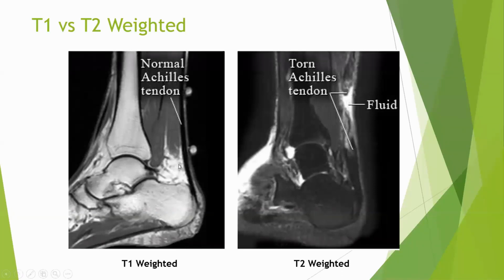So bone is white or lighter gray in color in T1. Bone is dark, black, or dark gray in color in T2. This is an easy way for you to understand if you are looking at a T1 weighted or a T2 weighted image. Bone white, light gray, and very bright, then it's T1. Bone dark, black, very dark gray, then you know it's a T2 weighted image.